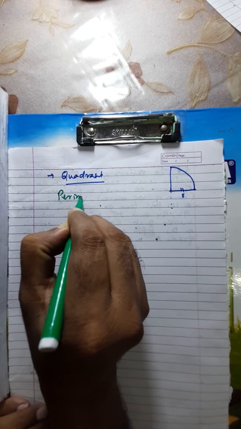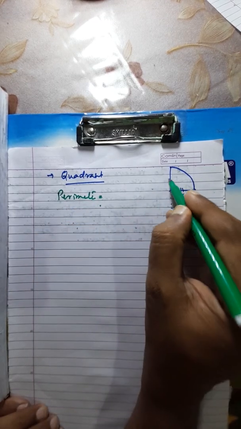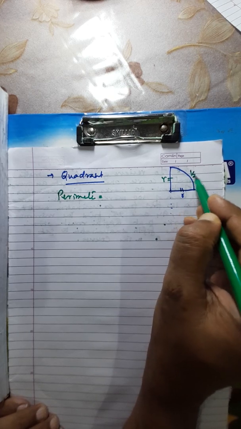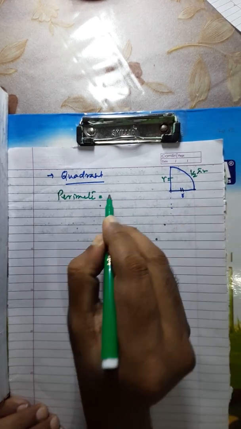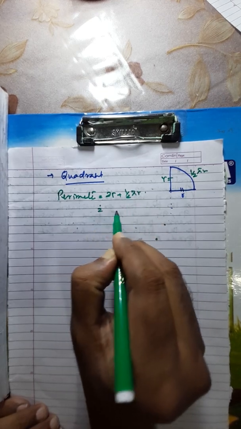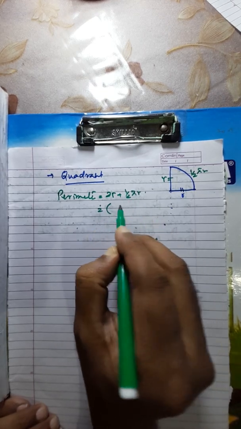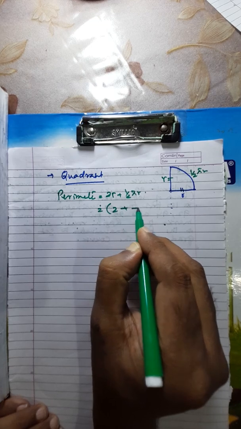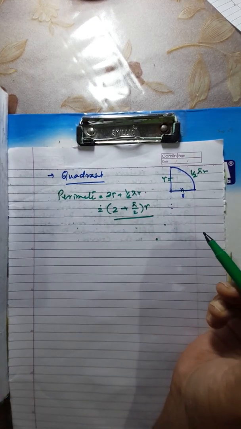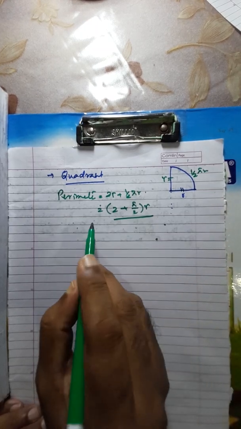Perimeter. This is r, and this is half of pi r, that is half pi r. So what will we get? Twice r plus half pi r. Or you can take r common, so (2 plus pi by 2) r. This is the perimeter of the quadrant.